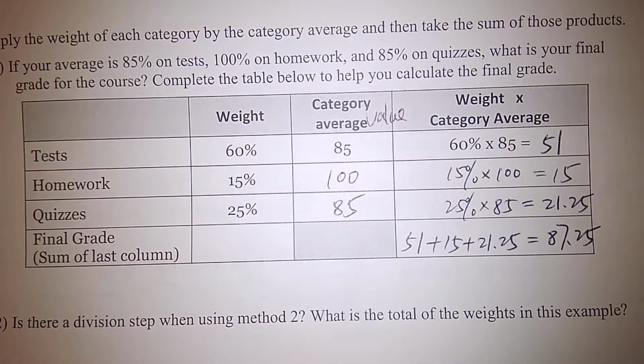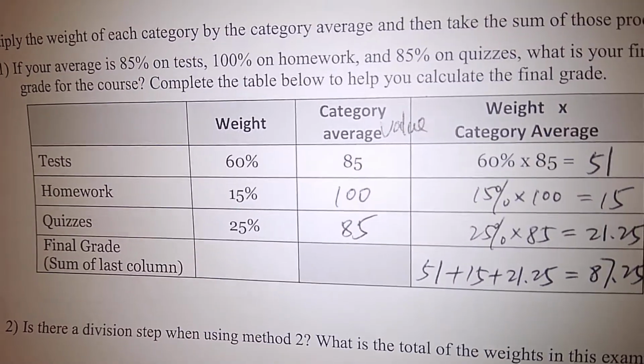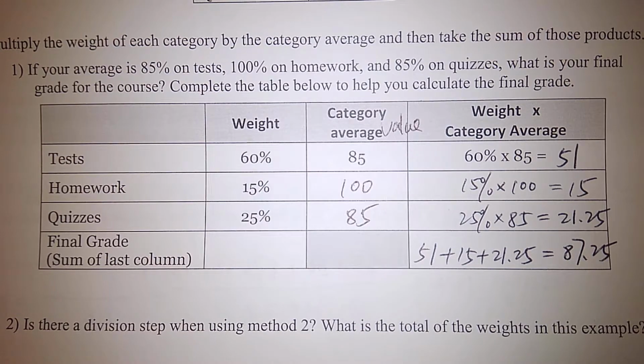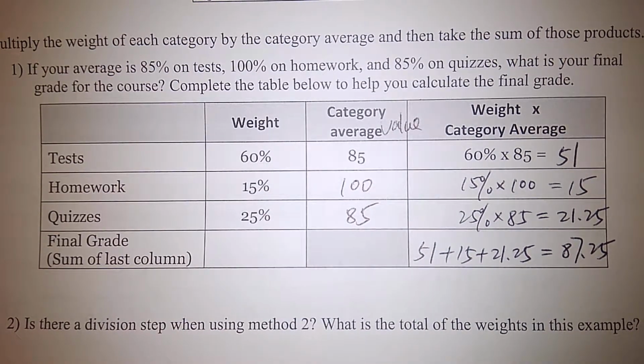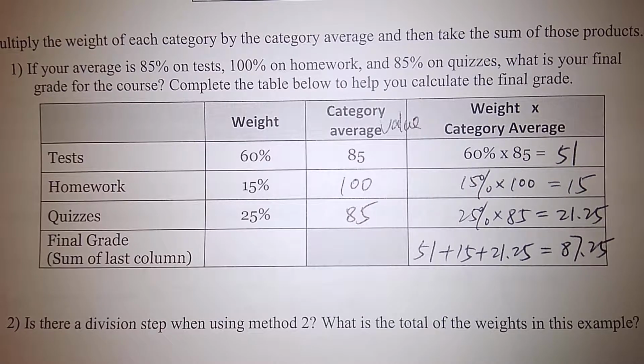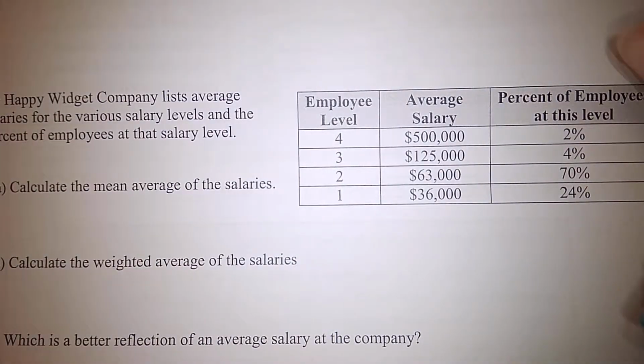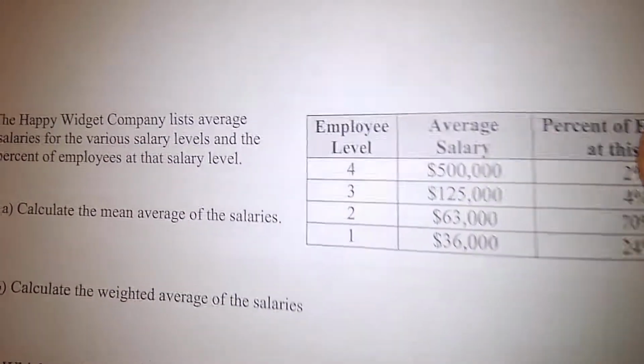So this is the second method. What do you feel about this second method? It's okay, right? Just make sure you do not divide. Once you multiply each value by the percent, add up the products, no more dividing. Okay, this is a question on page 63. Now guys, let's turn to page 64.